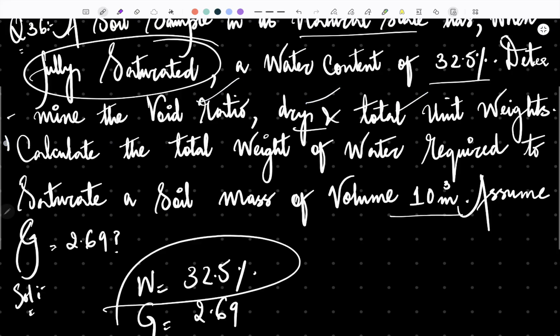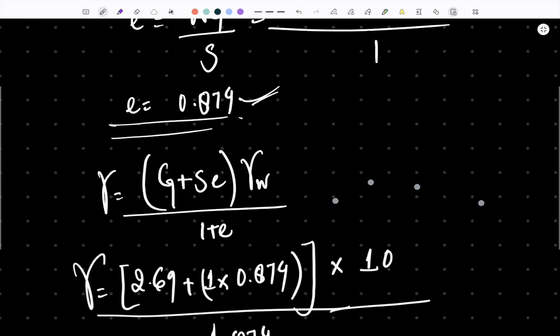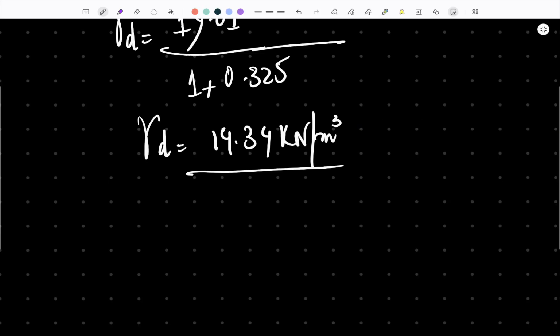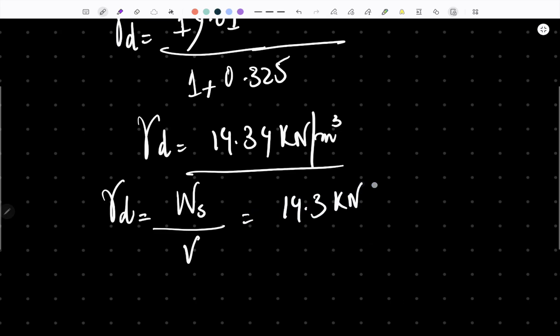The next part, or part B of the question, says calculate the total weight of water required to saturate a soil mass of volume 10 cubic meter. Alright, now we have to find this. We know the dry unit weight, we just calculated it. It is equal to 14.34 kilonewton per cubic meter. This dry unit weight will be definitely equal to weight of the soil divided by total volume.